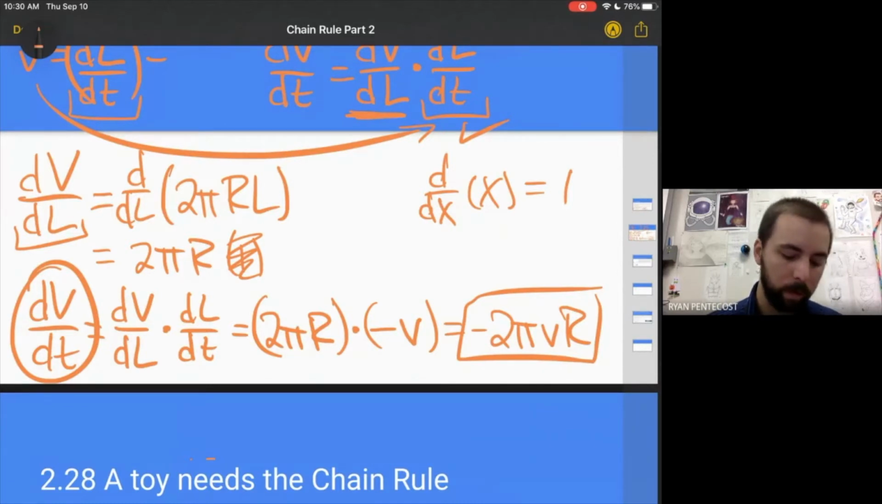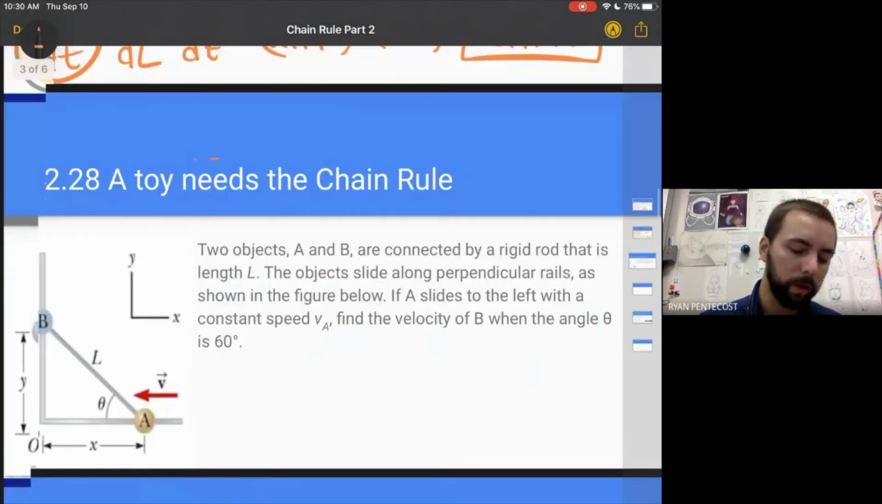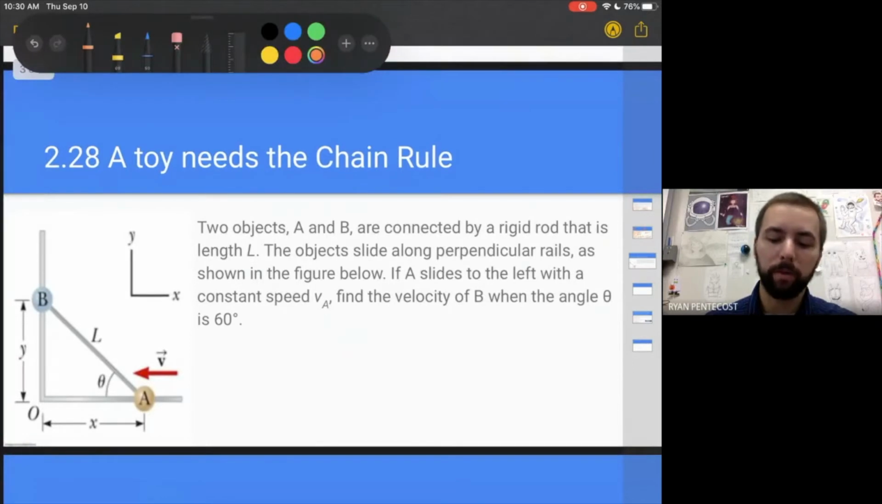Okay. All right, let's move on to the next one. A toy needs the chain rule. So we have two objects, A and B, connected by a rigid rod of length L, and the objects slide along perpendicular rails as shown in the figure below. You can see as A would move closer to the rail, B would slide further up, and as B slides down the rail, A would slide further to the right.